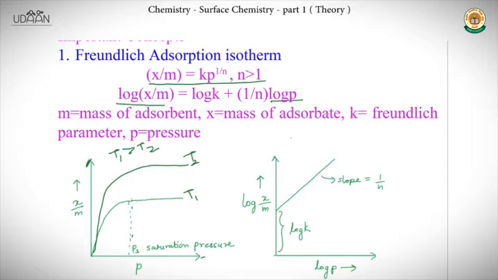So in this equation, let's see the significance of the variables. m is the mass of the adsorbent, x is the mass of the adsorbate. Now, what is adsorbent? Adsorbent is the substance on whose surface the adsorption is taking place. And adsorbate is the substance getting adsorbed. And k is a parameter, it's a constant, and p is the pressure.